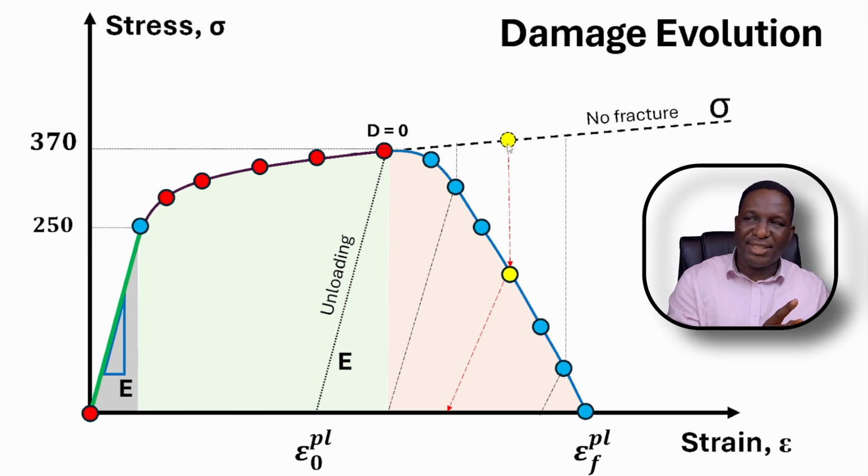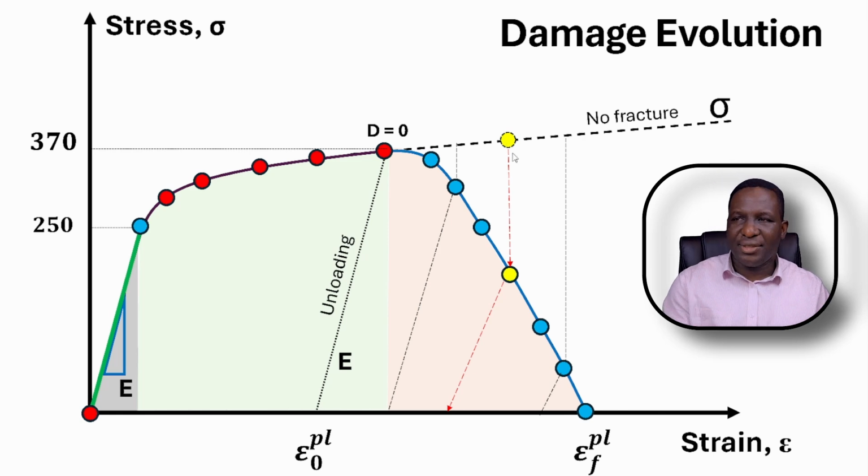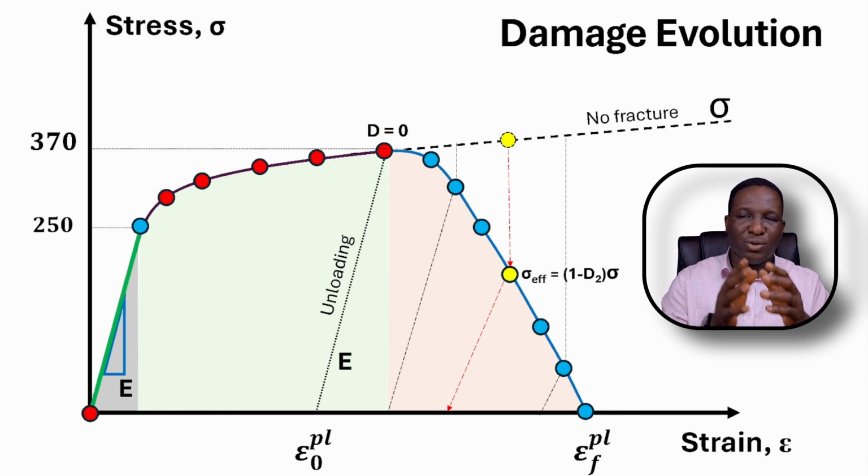We don't want the system to stay here, so we need to apply a damage variable to it so that it can start from here and get adjusted from what it was virtually without damage to the actual value here. And so the effective stress on that material would be equal to 1 minus the damage variable. This damage variable takes a value between 0 and 1.